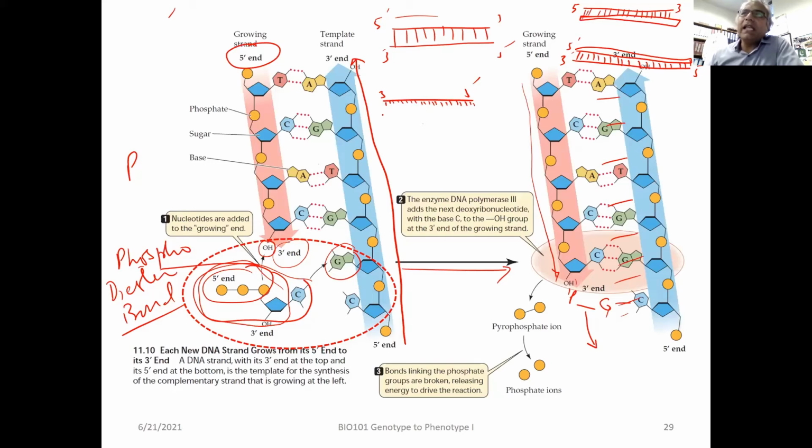DNA polymerase, the enzyme which synthesizes DNA, cannot start DNA synthesis de novo. De novo means from scratch. It requires a free hydroxyl group. So we don't have a free hydroxyl group here. Are you able to understand what I'm trying to explain? Let's say we have G here, we have to add cytosine here, but where to add cytosine? We don't have a free hydroxyl group.